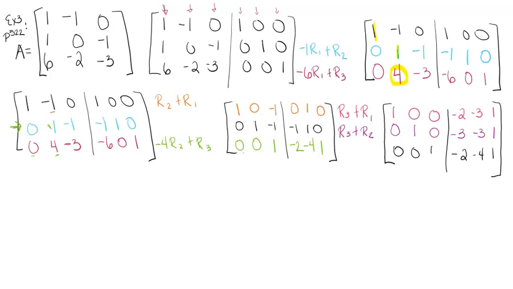All right, so this right side now, or first off, the left side of this last matrix is an identity matrix, which I wanted it to be. And as a result, this right side has become my new inverse matrix. So it's the inverse of A. So what I can say now is A to the negative 1 is equal to negative 2, negative 3, 1, negative 3, negative 3, 1, and negative 2, negative 4, 1.